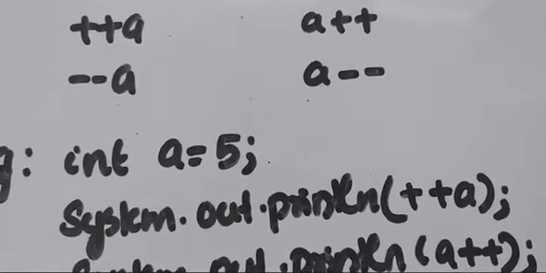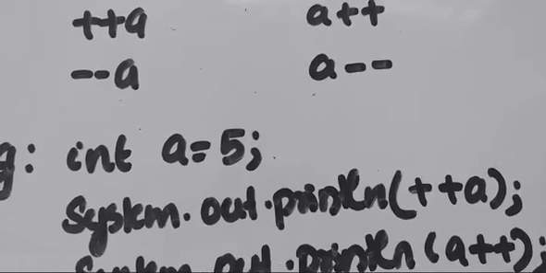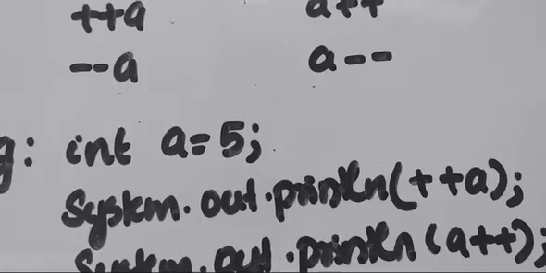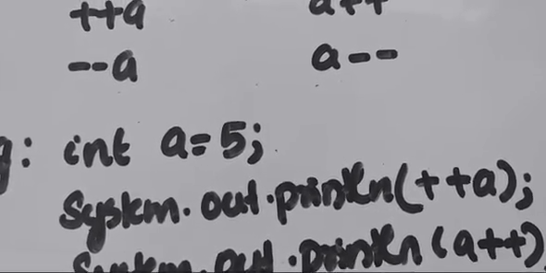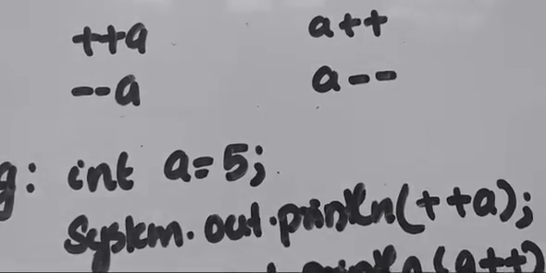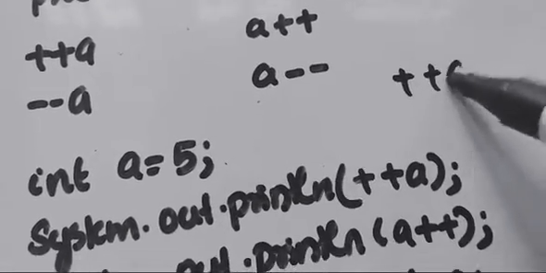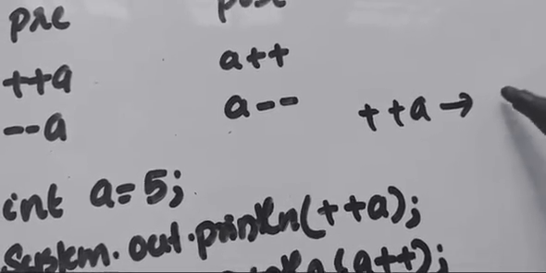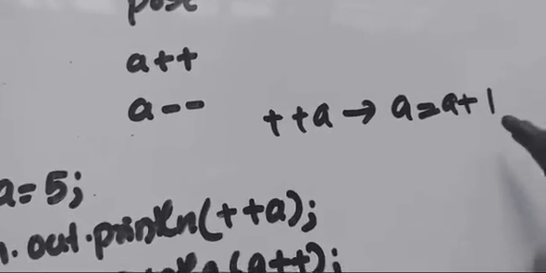So it is a pre-increment operator. The rule for applying the pre-increment operator, we have already studied that: increment and then use. That is the rule. First we have to increment the value of a by 1, then use it. So what is the meaning of ++a? It is a shorthand term, isn't it? The meaning is that a equal to a plus 1.